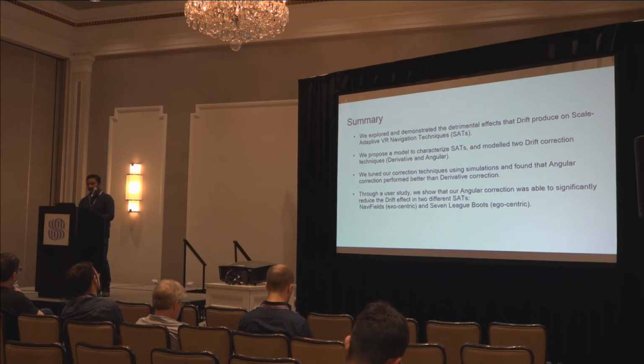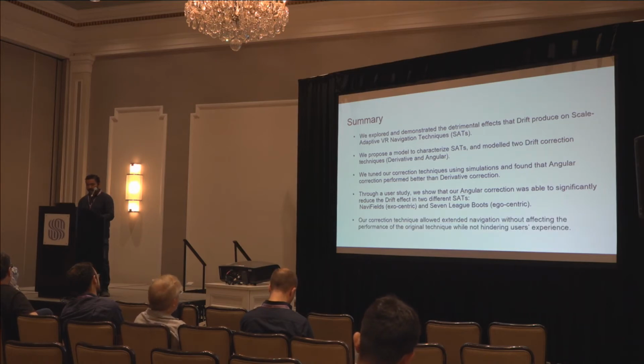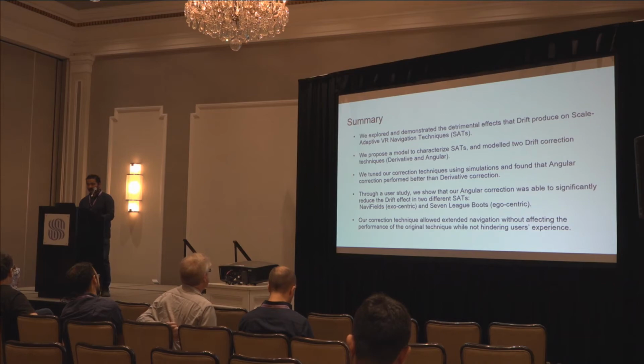two different scale adaptive techniques, navi fields as an example of an exocentric control, and 7-league boots as an example of an egocentric control. And finally, our correction technique allows extended navigation without affecting the performance of the original technique, while not hindering users' experience.